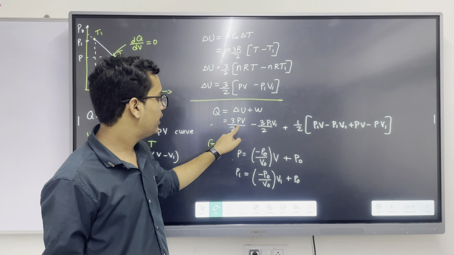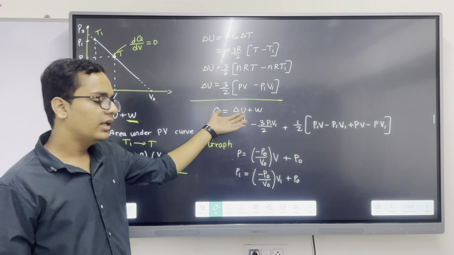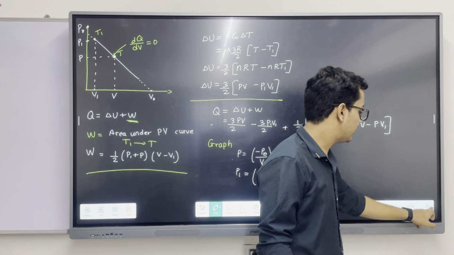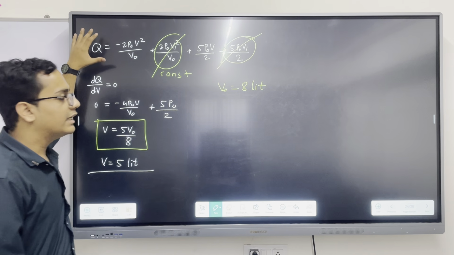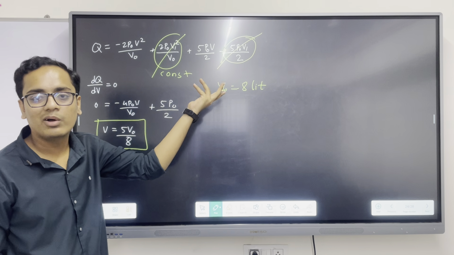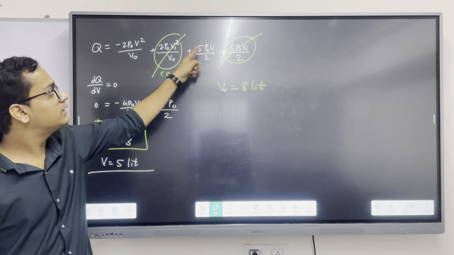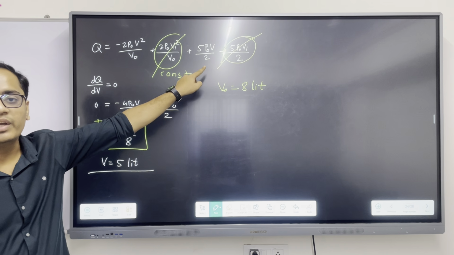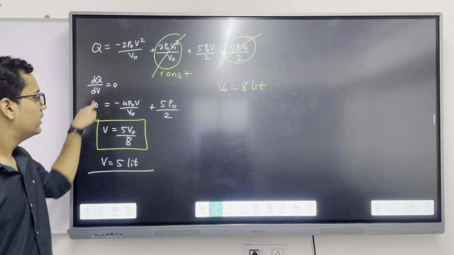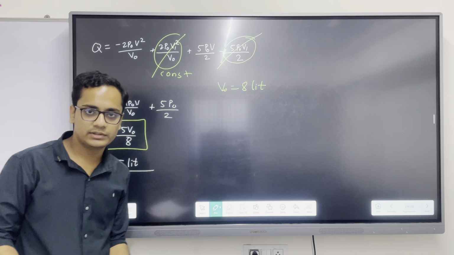If you substitute here, P is unknown to me, so I will replace the value of P from here. It is going to become a very long equation, but after simplifying, you are going to get this. You will have constant terms, P naught, V naught, V1, they are all constants. That's why these are the only two terms on which the V variable is there. So differentiate that, make it equal to 0, you'll get the final answer. Okay.